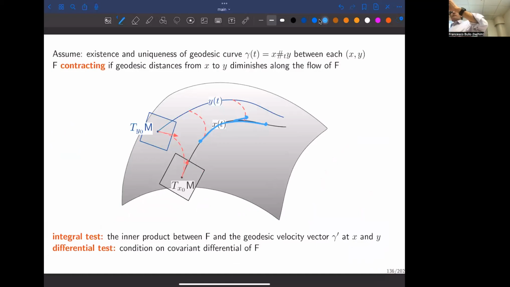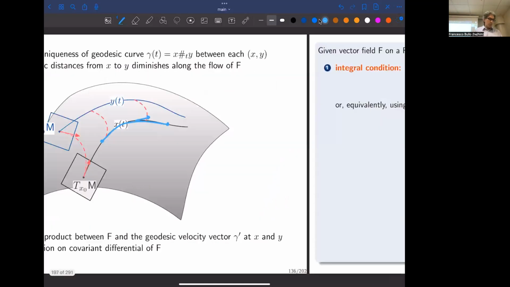You take 2 points, you let the dynamical system evolve, the vector field, and you track their distance, which is the length of the geodesic connecting them. And you want that distance to be decreasing exponentially fast. It's the same story, it's the same idea, but doing the calculations is more complicated.